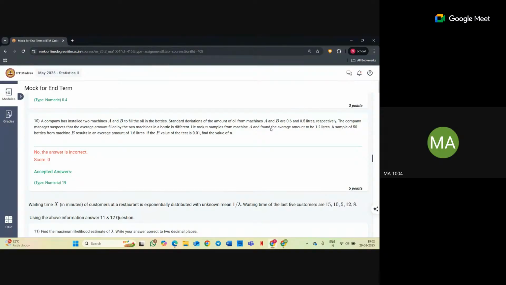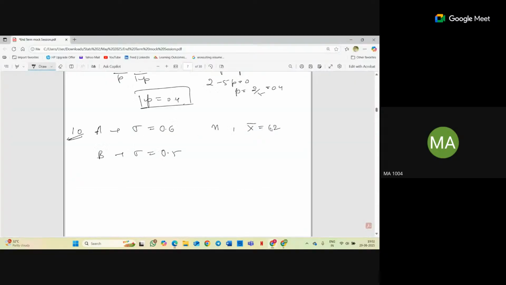Then we have taken 50 and 1.6. From here we have taken a sample of 50 and the x bar is coming out to be 1.6. Now, the p value is given to be 0.01, which is also a significance value. We need to find out the value of n.